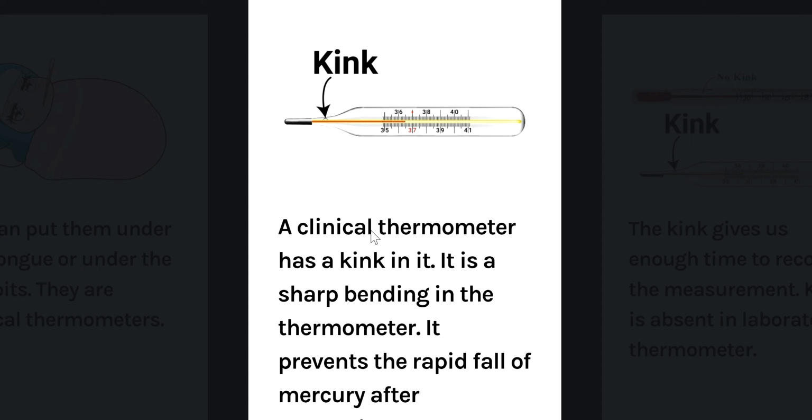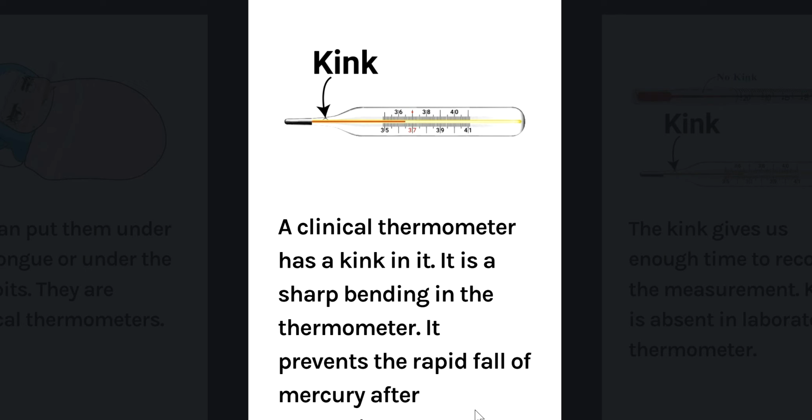A clinical thermometer has a kink in it. It is a sharp bending in the thermometer. It prevents the rapid fall of the mercury after measuring the temperature. Students, you can write it as a star point. Later I will shed light on this kink, which is called constriction in O levels. You can write its use as well, which is mentioned here.